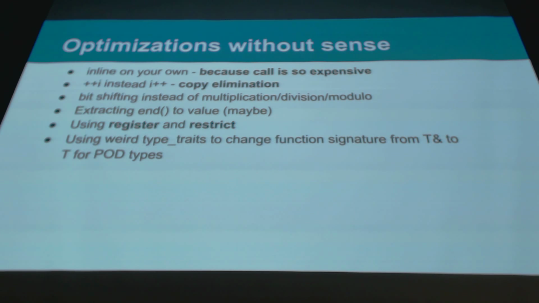Using weird type traits to change function signature from T reference to just T. So imagine that we have a std::vector, and we have a function called push_back. Normally, it's defined as taking an integer by reference, right? It's like const T ref. But the compiler can see this and think, oh, we are taking this by const reference, but this is an integer, so it's better to just copy the integer than to take a pointer to it, which could be much larger, and make some new indirection. So we just change the definition for you, right? And the compiler can do this, which is very nice.